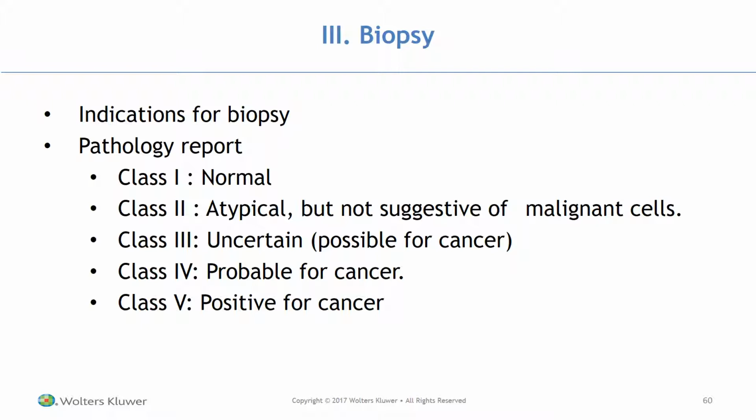Now, the pathology report, if a report comes back and indicates class 3 through class 5 from a cytology smear, a biopsy is required. So here are the different classes. 1 is normal, 2 is atypical but not suggestive of malignant cells, 3, uncertain, possible for cancer, 4 is probable cancer, and 5 is positive cancer.